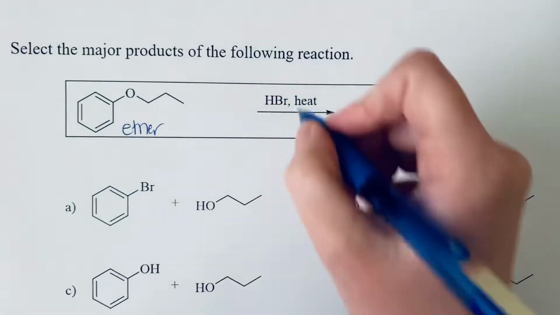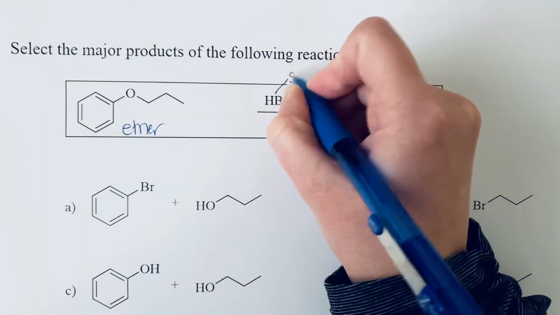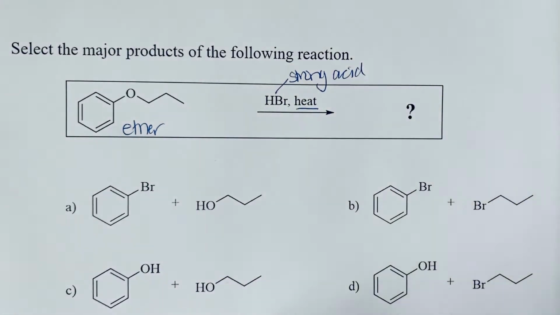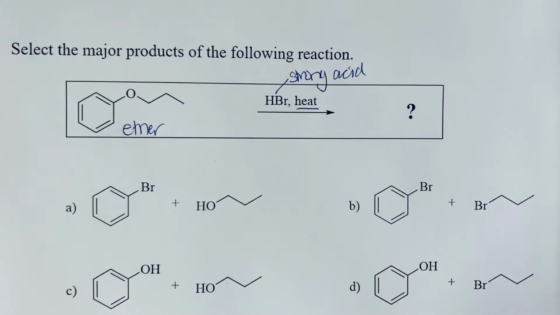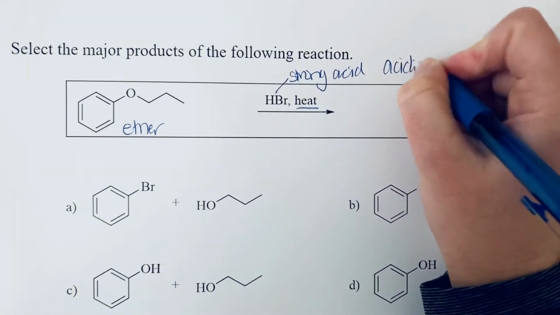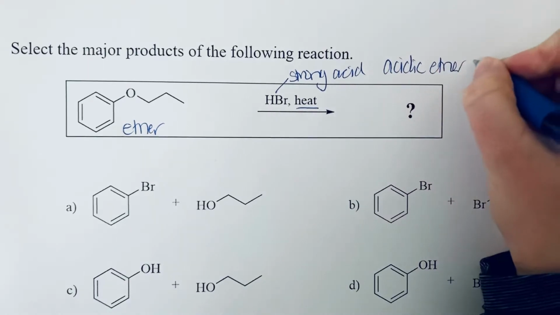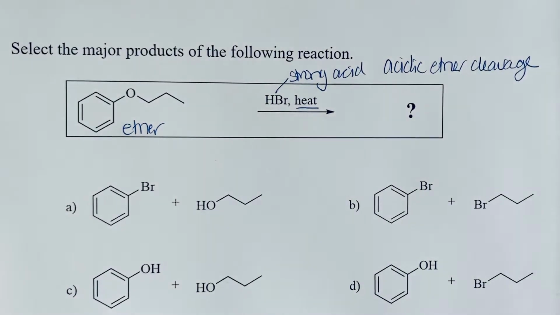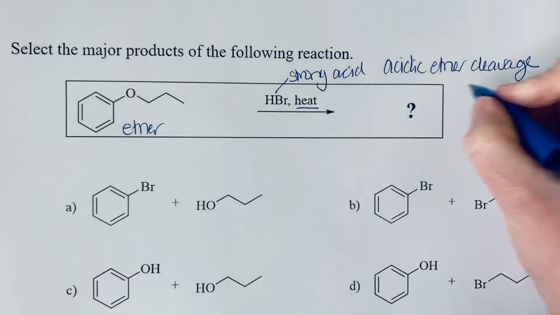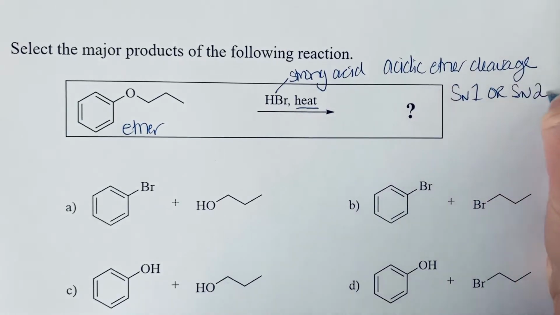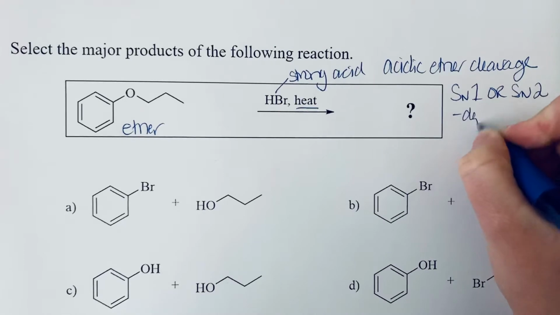In the presence, though, of a strong acid like HBr and heat, we can force an ether to undergo a substitution reaction. And the substitution reaction is actually going to cleave the ether, so we call this an acidic ether cleavage. And this reaction can take place by either substitution mechanism. So this can either be an SN1 or an SN2 substitution, and it depends on the ether structure.